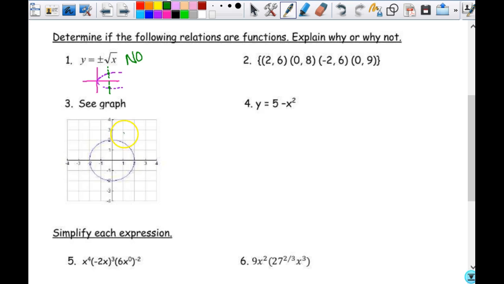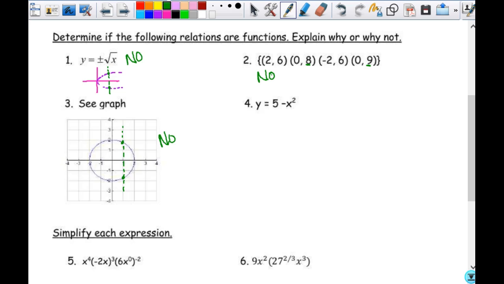This also does not pass the vertical line test. Remember, the whole point of the vertical line test is that it shows you for this x value, there is more than one y value, which makes it a big no-no. Okay. So same thing here on number 2. You've got these 4 x values, but these 2 repeat. So this same x value has 2 different y values, so this one is a no also.